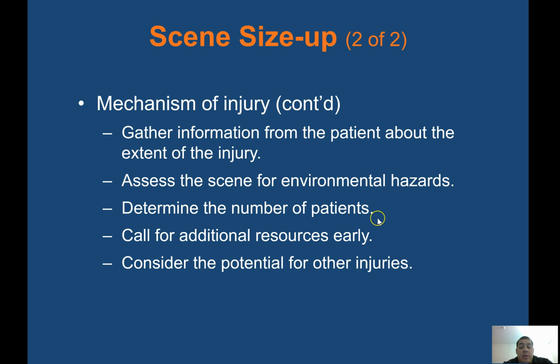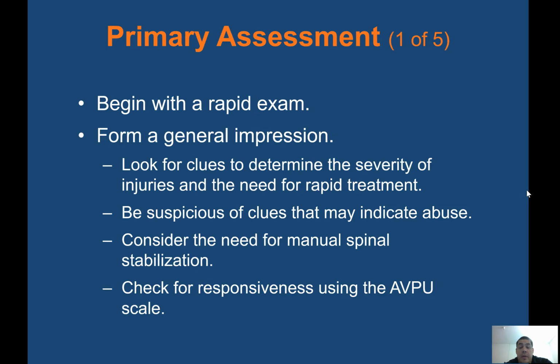Determine the number of patients. Make sure you know how many patients there are. And then call for additional resources if needed. Call for it early. Consider the potential for other injuries. So primary assessment: begin with a rapid exam, form a general impression. Look for clues to determine the severity of injuries and the need for rapid treatment. Be suspicious of clues that may indicate abuse. Consider the need for manual spinal stabilization. Check for responsiveness using the AVPU scale.